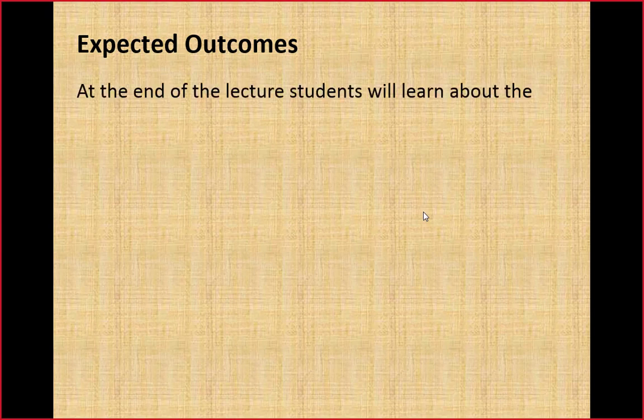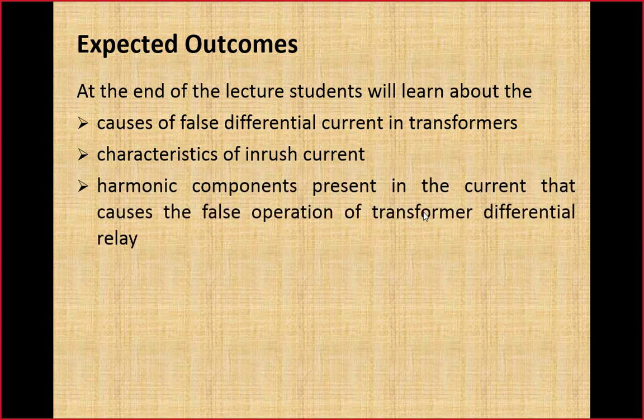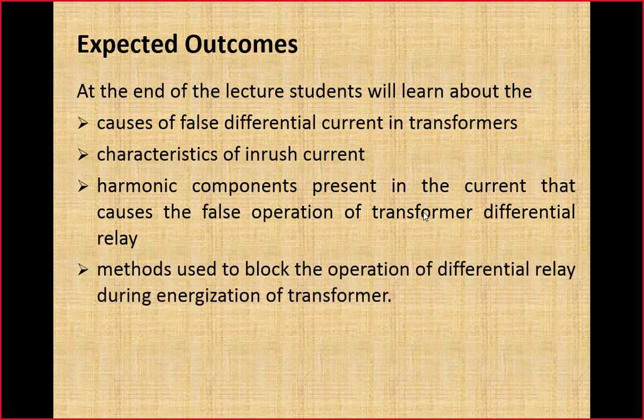Expected outcomes of this lecture: at the end of the lecture, student will learn about the causes of false differential current in transformers. Student will be able to learn about the characteristics of inrush current and harmonic components present in the current that causes the false operation of transformer differential relay. Student will be able to learn about the methods used to block the operation of differential relay during energization of transformer.